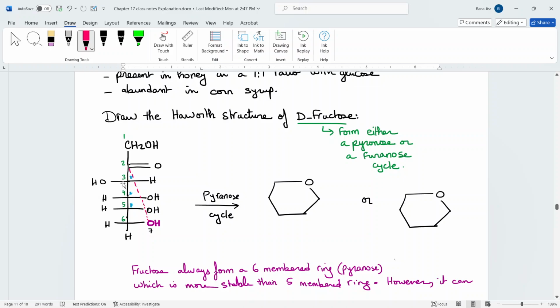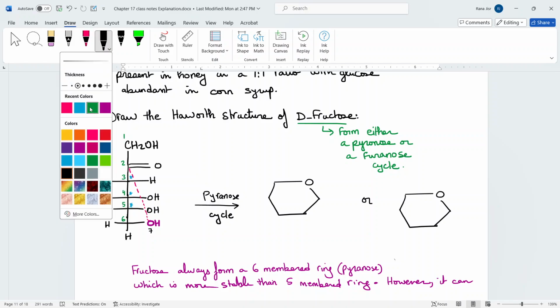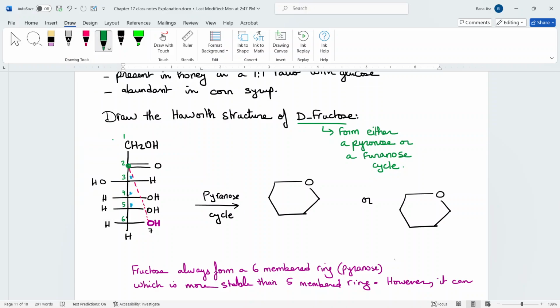By doing this, count the number of membered rings. These are 6. So this is going to be 1, 2, 3, 4, 5, and 6. So don't be fooled by the number 7. You're not forming a 7-membered ring. Just subtract that one. You are forming a 6-membered ring. Okay, so this is the carbon of the carbonyl. Let's go ahead and highlight it. So that is the second carbon over here.